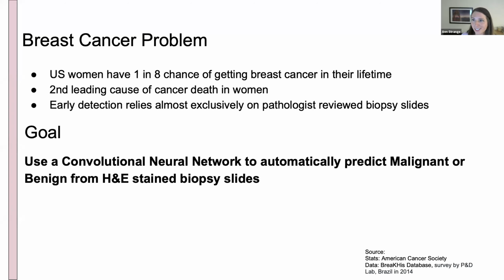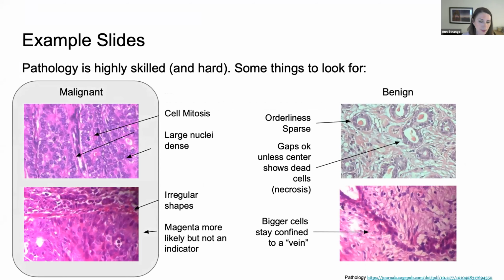Let's talk about breast cancer. US women have a 1 in 8 chance of getting breast cancer in their lifetime. It's the second leading cause of cancer death in women, and early detection still relies a lot on manual processes by pathologists. My goal is to use a CNN to see how I can do at predicting, maybe helping that process. Let's first take a look at what a pathologist might look for in the slides.